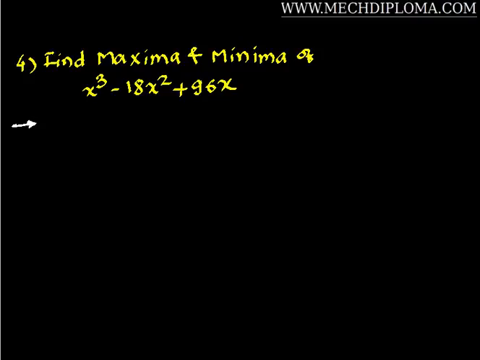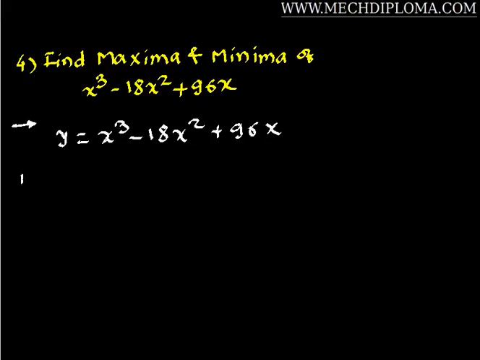Let us solve this fourth problem in this question bank of application of derivatives, and the type is maxima and minima. This is a function x cube minus 18x square plus 96x. We have to find the local maxima and minima, the points at which the function is maximum and minimum, as well as the values of these functions. So we have been given y is equal to x cube minus 18x square plus 96x.